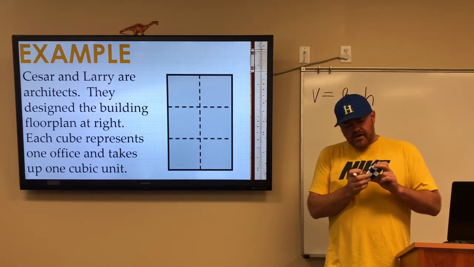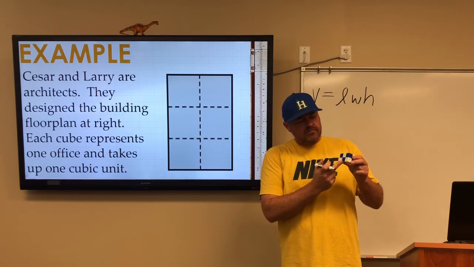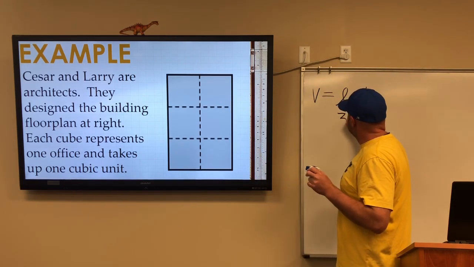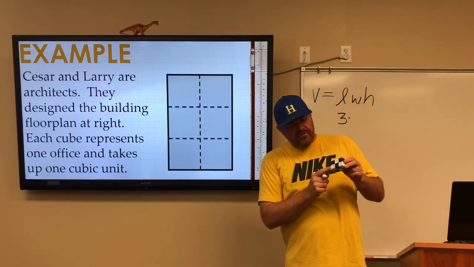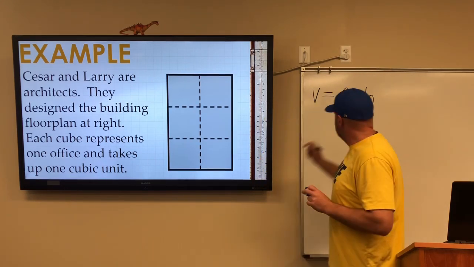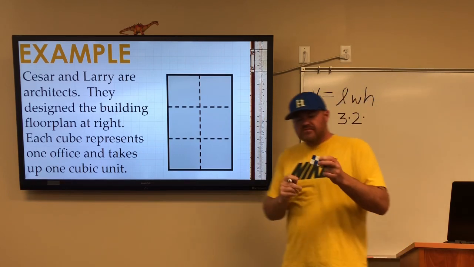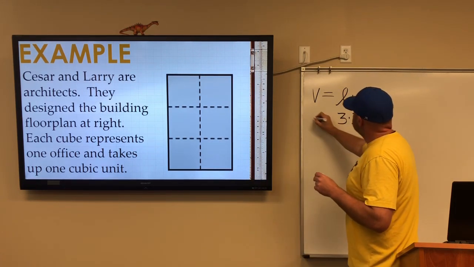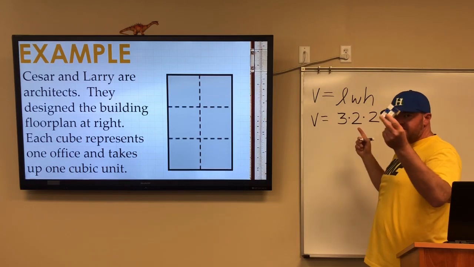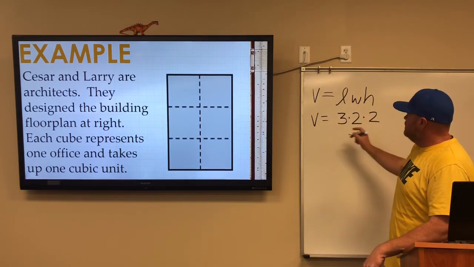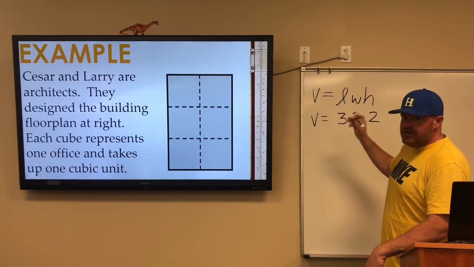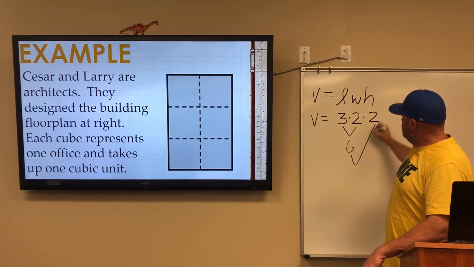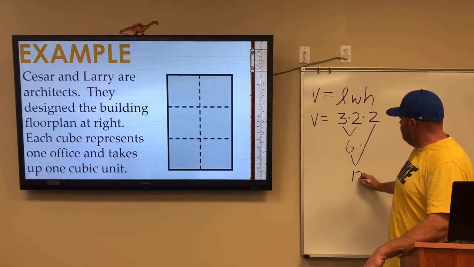So let's go ahead and say we've got a length of 3, okay? So I'll plug that in, times a width of 2, times a height or a depth of also 2. Okay, so volume is equal to length times width times height, which in this example is 3 times 2 times 2. When I'm following order of operations and multiplying, I just go left to right. So here I got 3 times 2 is 6, 6 times 2 is 12.